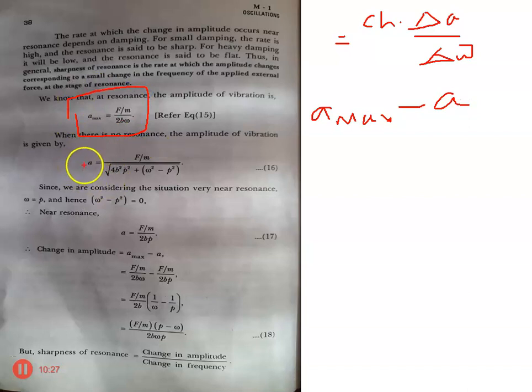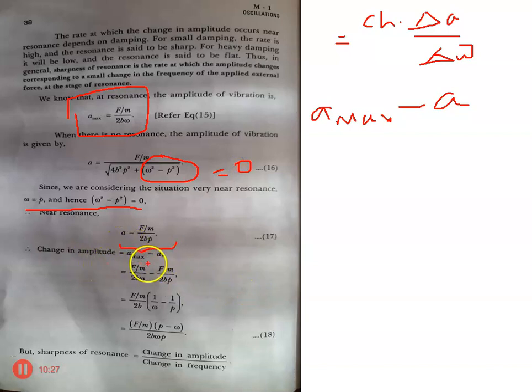What is A? The general expression of A is equal to F by M by square root of 4B square P square plus (omega square minus P square). Since we are talking about the situation where it is very close to the maximum amplitude, very near to the resonance, omega is equal to P, hence omega square minus P square is equal to 0. So A is equal to F by M by square root of 4B square P square, because we are considering very near to the maximum amplitude, and we consider omega square minus P square to be the 0 value. So this is your amplitude.